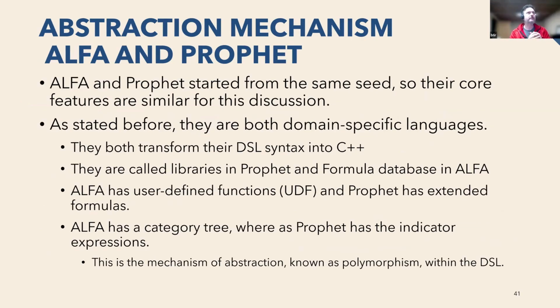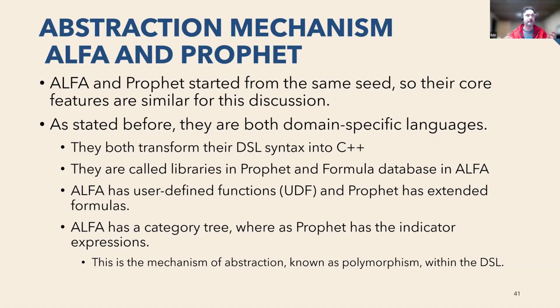Okay. So let's get into the abstraction mechanisms of the actual models that we have. I look at ALFA and Prophet the same. They actually started from the same seed. Back in the 90s, Deloitte and Milliman had a joint venture, and they made the software together. Eventually that dissolved. One went one way, one went the other. Milliman became ALFA, Prophet went to Deloitte, and through their evolution they started from the same seed, so they essentially have the same problems.